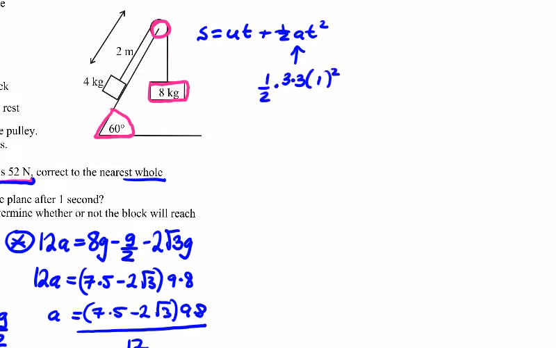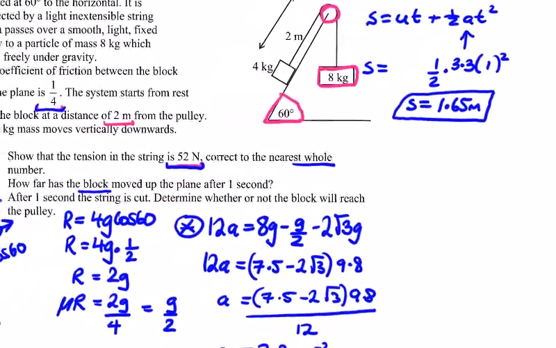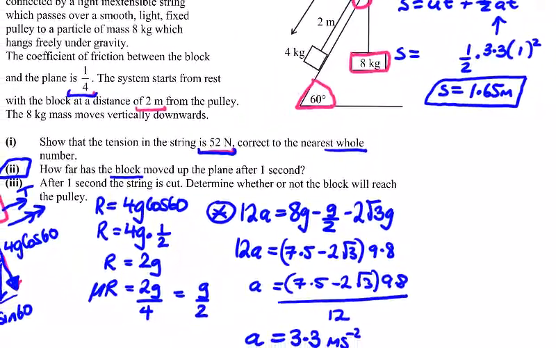We've got the half. We have u is equal to 0. It starts from rest, so s is just equal to a half. 3.3 by 1 is just half of 3.3. It'll be 1.65. That's how far it has moved up the block after 1 second.